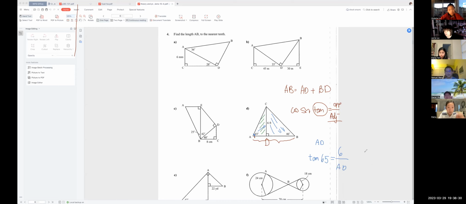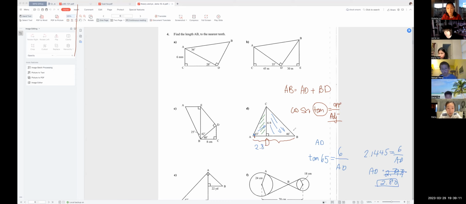Oh, I thought it wasn't a right angle triangle. No. Get it? Yes, it is a right angle, because Victoria already helped us, telling us we're using tangent. So tangent 65 equals 2.1445 equals 6 over AD. So AD equals 6 divided by 2.1445. So the answer is 2.7979. Oh, sorry, 2.80. I only need 2 digits, 2.8.